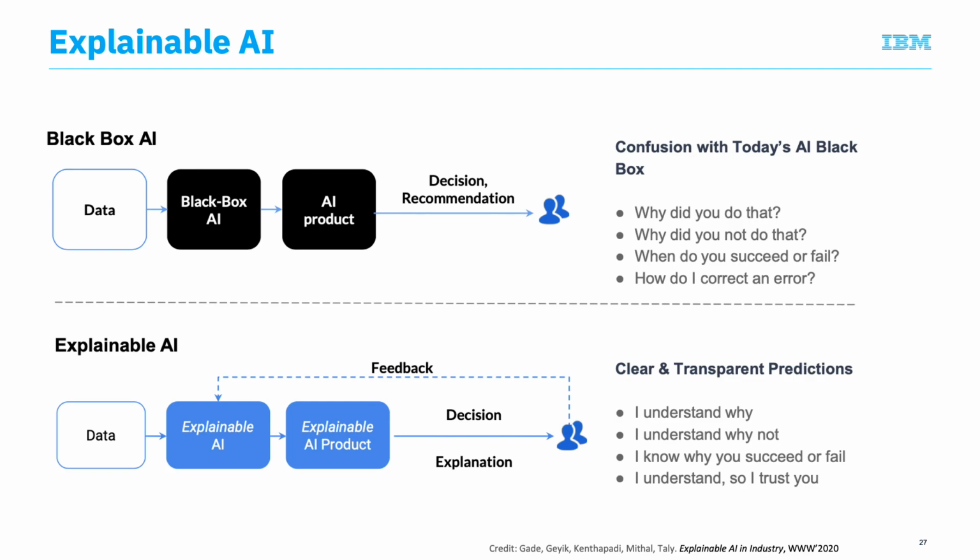Explainable AI seeks to provide clear and transparent predictions. When it provides decisions to users, it can also provide explanations to help the user understand why the model produces or does not produce a certain prediction. Such a level of understanding can lead to more trust in the system by the users.